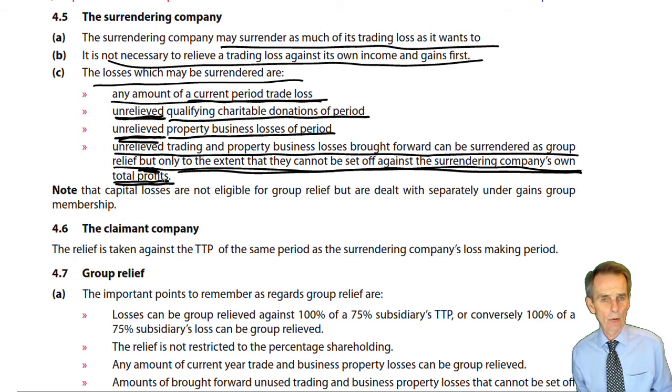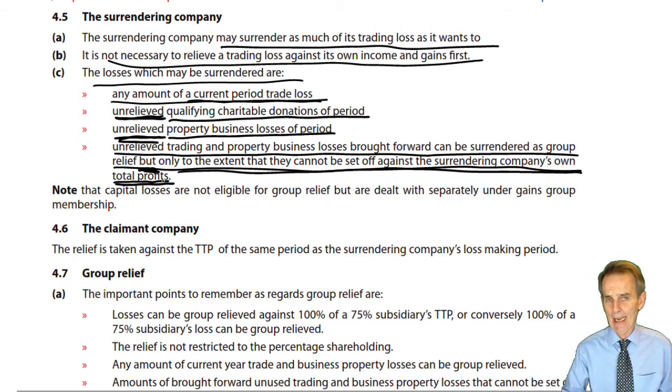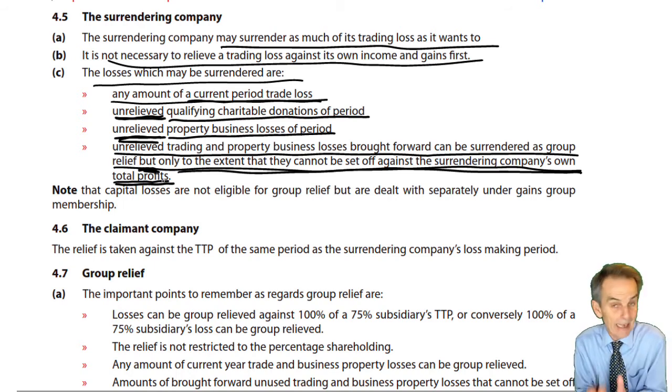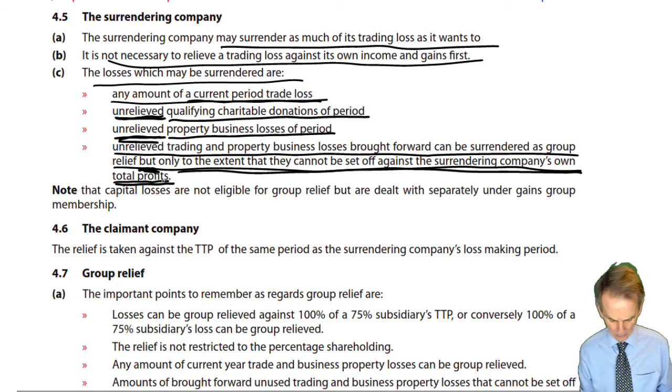You didn't choose to surrender it for whatever reason when the loss actually arose. It has been brought forward to this period, subject to using it firstly against its own total profits of the period. Anything above that, yes, now you could choose to separately group relieve.